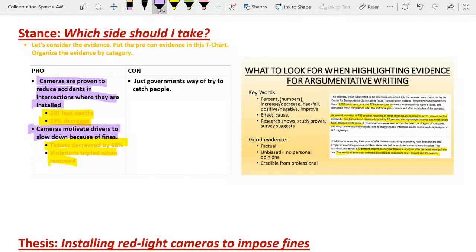My next step is I'm going to turn these into my body paragraphs. This one topic with these 2 pieces of evidence is going to be body paragraph number 1, and this is going to be body paragraph number 2. So let's go ahead and look at our mentor text.